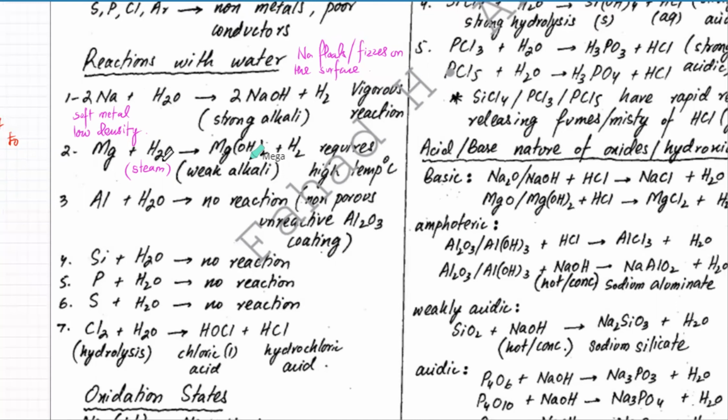Mg preferably reacts with steam. Mg is not very reactive and requires high temperatures. Sodium forms a strong alkali. It forms NaOH, which is very soluble. Mg does not form a strong alkali. Why? Because Mg(OH)2 is insoluble. I can add that; you should know the solubility.